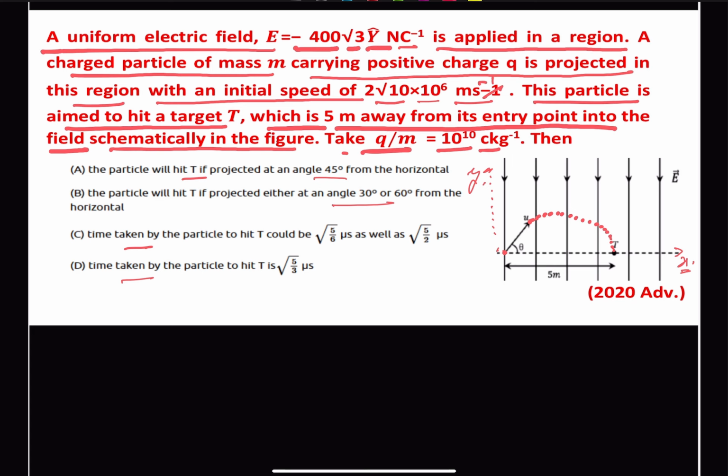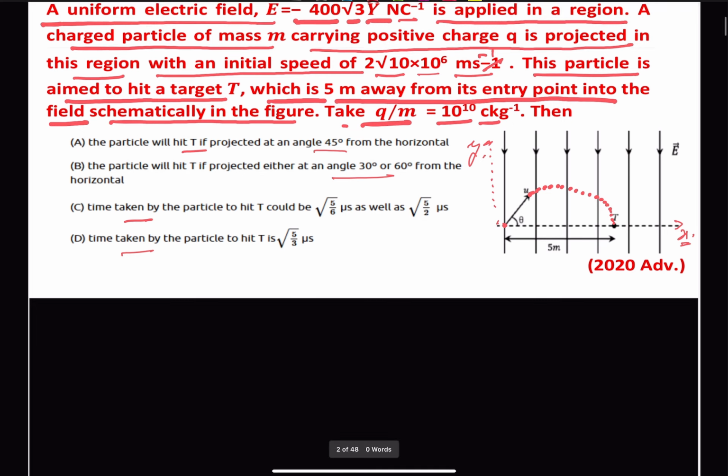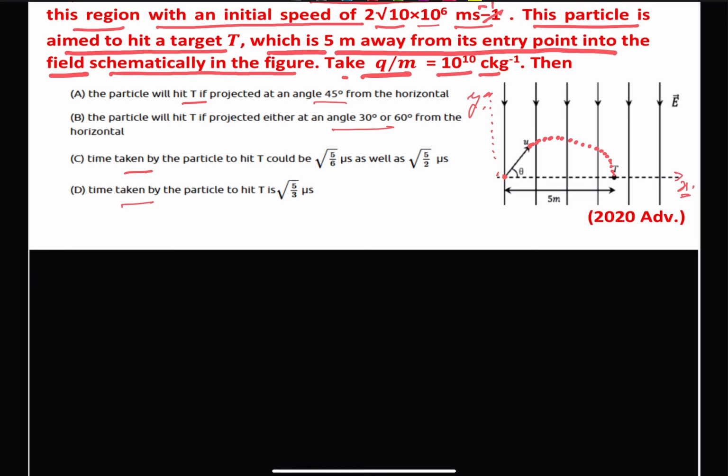So in this case it's more or less a combination of the basic electrostatics as well as the projectile motion. From the figure itself, it's clear that the net vertical displacement of the charged particle is equal to 0. So we have to keep this in mind. So first of all we are going to find out the acceleration due to the electric field. Then we are going to use the projectile motion equation.